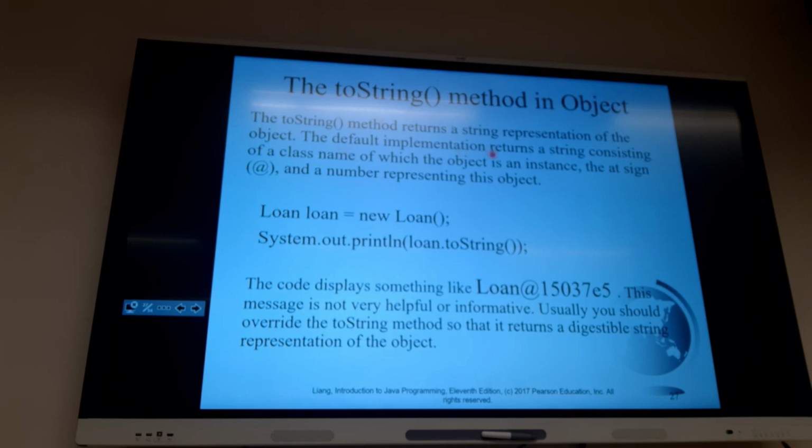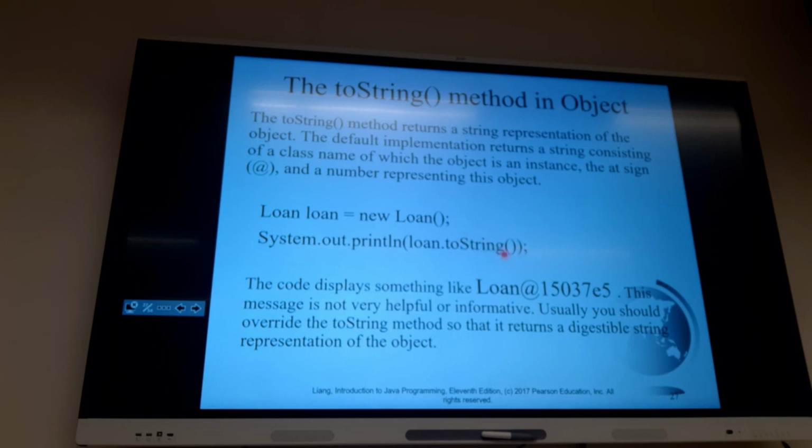The default implementation returns a string consisting of the class name of which the object is an instance. If I do not override the toString method in my class, if I just create a simple class and create an object from it, there is no toString in there. For example, Loan, new Loan. Inside the Loan class, I don't have toString. But then I say System.out.println(loan.toString()). Where is this toString method? In the Object class. Very good.